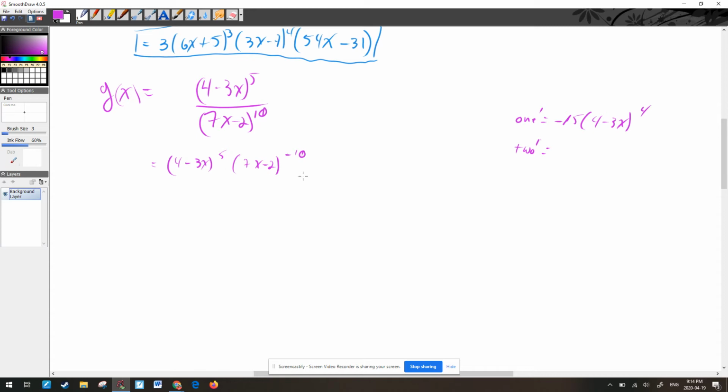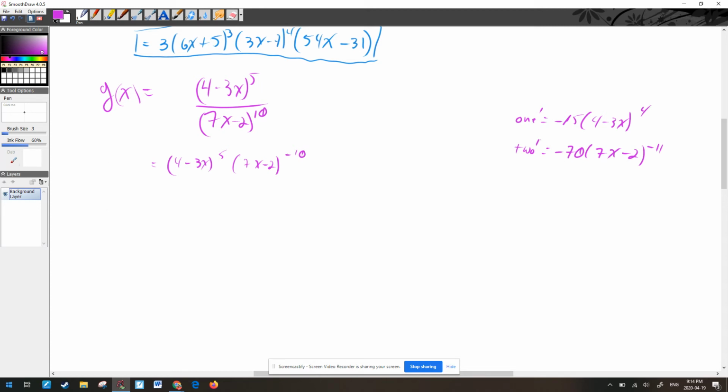It's going to get multiplied by 7, so negative 70. And then this is going to be 7x minus 2. That's where we have to be careful. Negative 10, we decrement, doesn't become negative 9, becomes negative 11. Negative 11. Okay, so back to this. So this is still g at x.